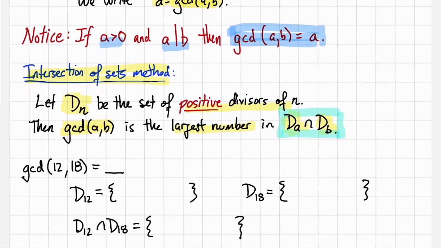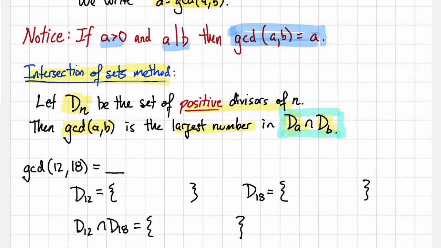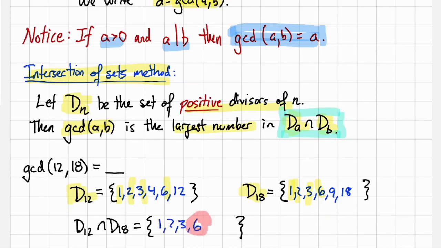So let's say we want to find the GCD of 12 and 18. We need to find D sub 12 and D sub 18. The divisors of 12 are 1, 2, 3, 4, 6, and 12. And the divisors of 18 are 1, 2, 3, 6, 9, and 18. The elements in both sets are 1, 2, 3, and 6. The largest of those is 6, and so the GCD of 12 and 18 is 6.